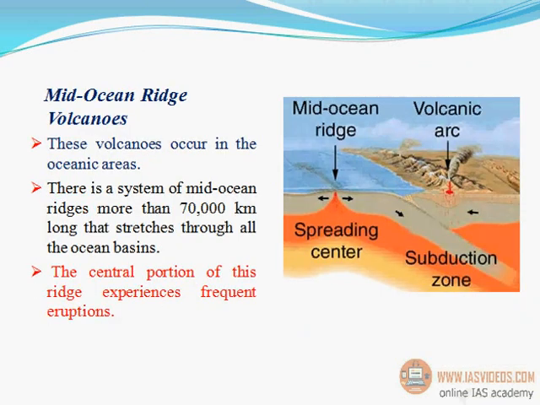Mid-ocean ridge volcanoes. These volcanoes occur in the oceanic areas. There is a system of mid-ocean ridges more than 70,000 kilometers long that stretches through all the ocean basins. The central portion of this ridge experiences frequent eruptions.